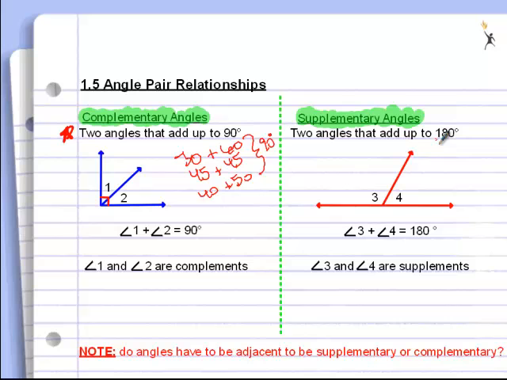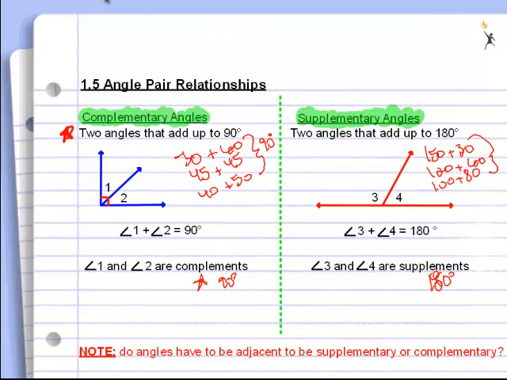Supplementary, two angles that add up to 180. Again, maybe it's 150 and 30, or 120 and 60, or even 180. You get the idea. Two angles that add up to 180. If they add up to 180, we call them supplements. Their angle measures are supplementary, and the two angles are supplements. Understand that complements means 90 degrees. Supplements means 180 degrees.